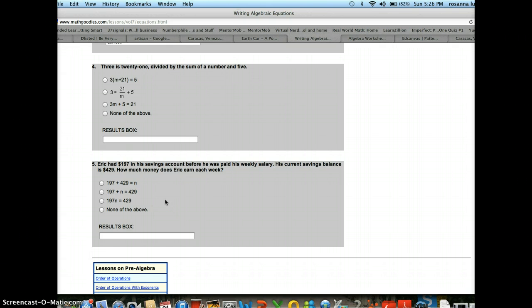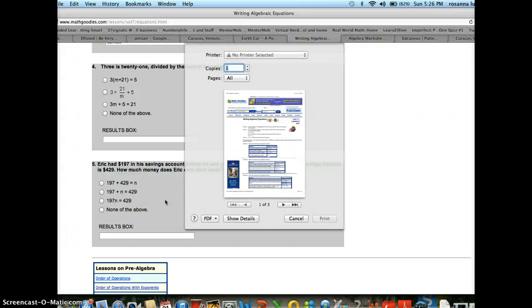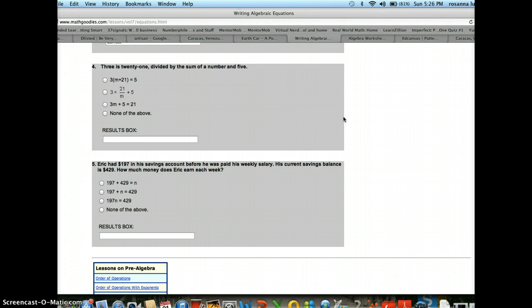Now I would like you to take a look at number 4 and number 5. Pause the video and then try to solve them and see if you will get the answer. Number 4 and 5 are more challenging than the previous ones. Okay, let's continue. Let's see if your answers are correct.